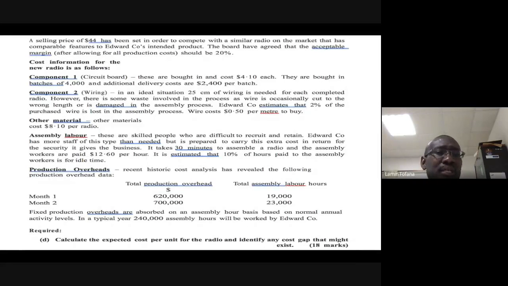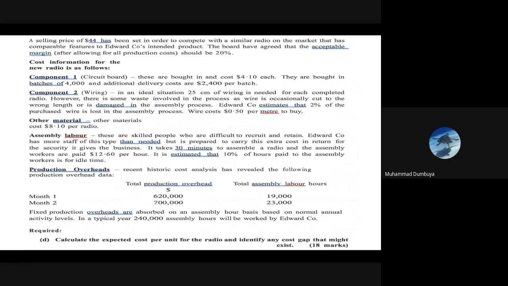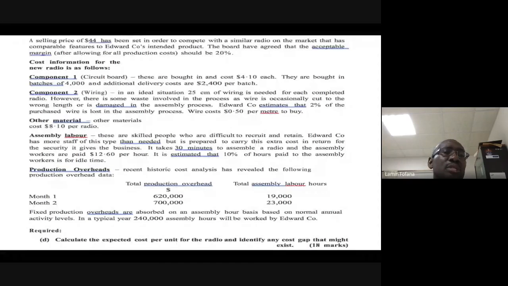So you look at other materials, you talk about it. You look at the labor also. At the moment, they are using skilled labor. You could say Edwards Limited could try to assess whether unskilled laborers can in fact assemble this. Mind you, it's not producing the parts, but assembling the parts.